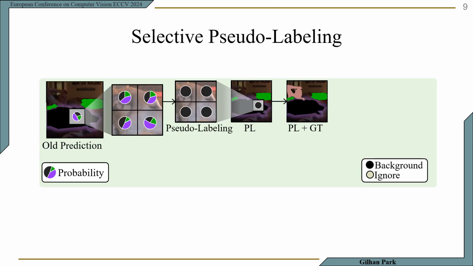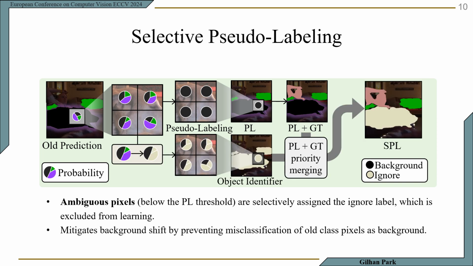In traditional pseudo-labeling, the model assigns labels based on predictions from the old model. However, traditional pseudo-labeling misclassifies ambiguous pixels from old classes as background. In selective pseudo-labeling, we address the issue by assigning ambiguous pixels an ignore label during training.